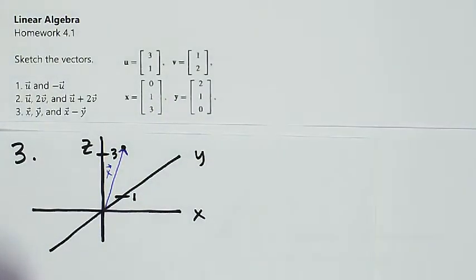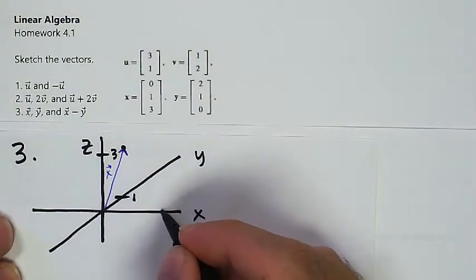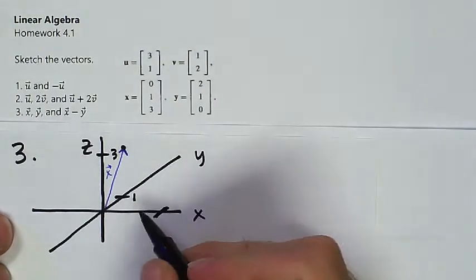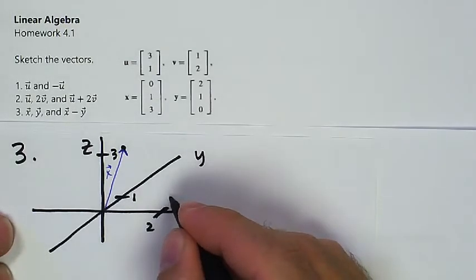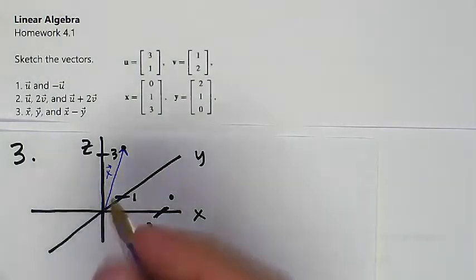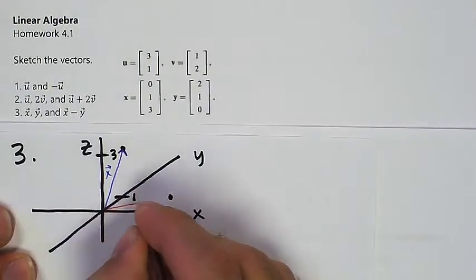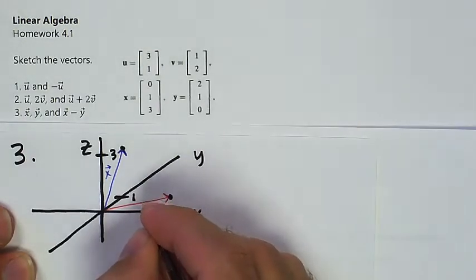Then y is going to be 2, 1, 0. So I need to mark off 2 on the x-axis, which looks like it might be about right there. 1 in the y direction, we already have that marked, and 0 in the z direction means it's going to be sitting in that plane just right there. Yeah, you can just pretend it looks right. And I'll draw this one in red. That's y.